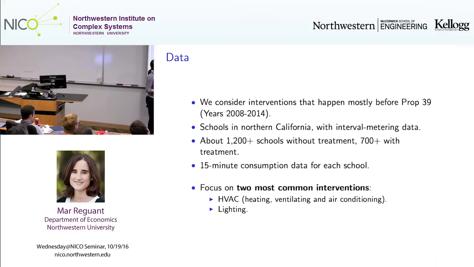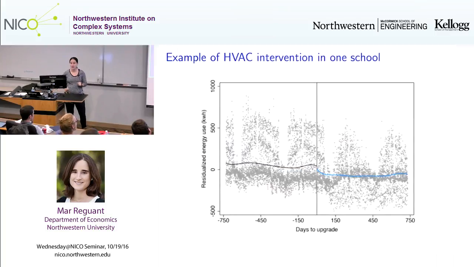And then basically for the purposes of statistical power, we'll focus on 2 interventions that are most common, which is the HVAC, heating and air conditioning, and then lighting. So let me show you what data looks like for a given school. This is an example of one school who had an HVAC intervention. We know the date of the intervention, so we centered the data around that date. And for every day, again, we have a bunch of dots with their electricity consumption. Thinking about yourself, electricity consumption is very volatile during the day. This is aggregated at the hourly level, but you can still see that some hours we consume a lot, some hours we don't consume much.